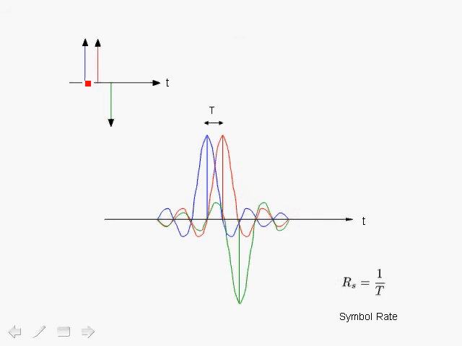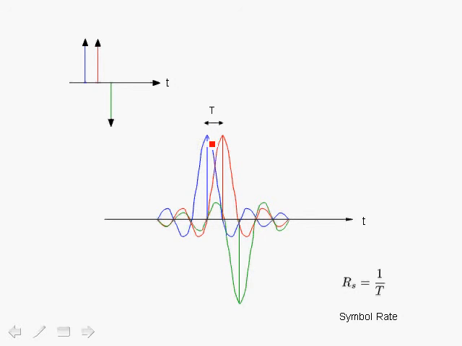Here we show the impulses which are input into the pulse shaping filter. The output of the pulse shaping filter would be the impulse responses, and using superposition the signal would be the addition of these impulse responses. So the actual signal would be the addition of these impulse responses. We'll show you a waveform later on. The timing between the impulse responses is T seconds. So we have T seconds between the impulses.